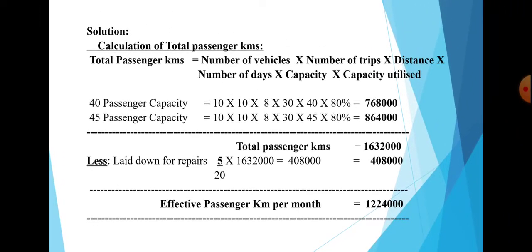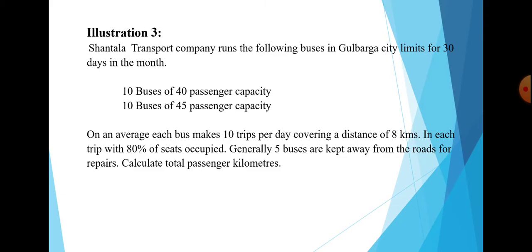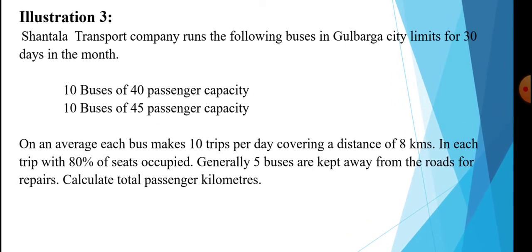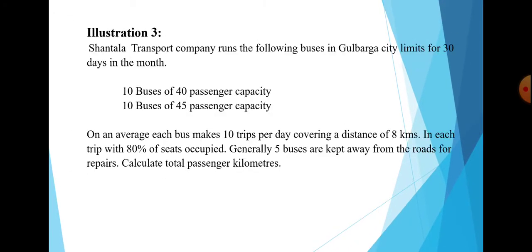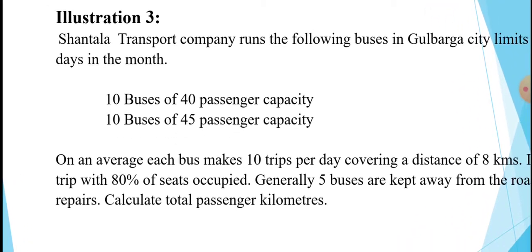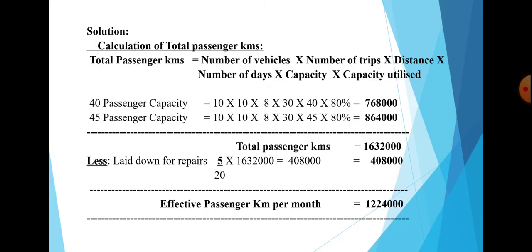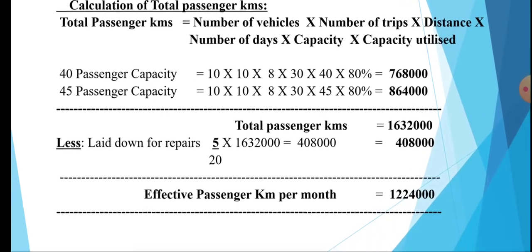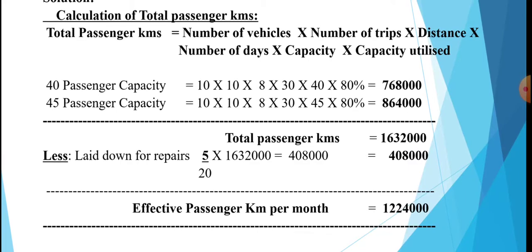Here it is not given in percentage, they have given the number of buses. Generally 5 buses are kept away from the roads for repairs. So how many buses are there in total? Totally there are 20 buses, 10 plus 10. From those 20 buses we have to take out the 5 buses out of this 16,32,000. So 5 divided by 20 into 16,32,000 equals 4,08,000, the kilometers laid down for repairs.